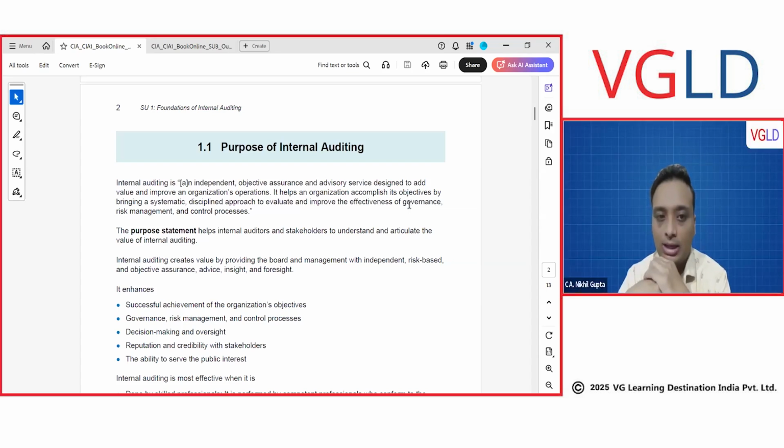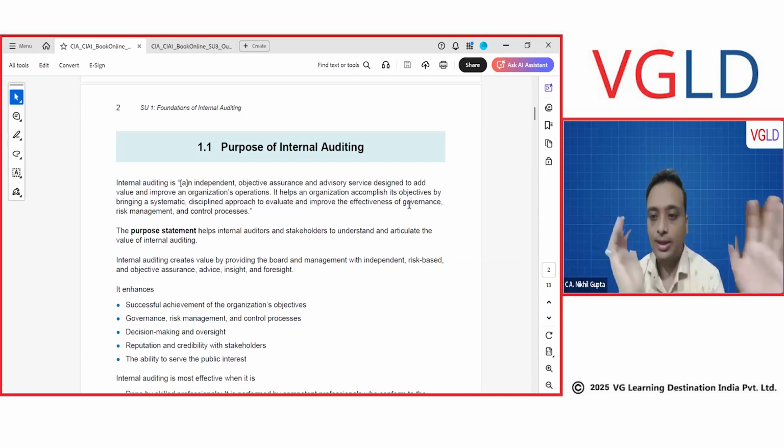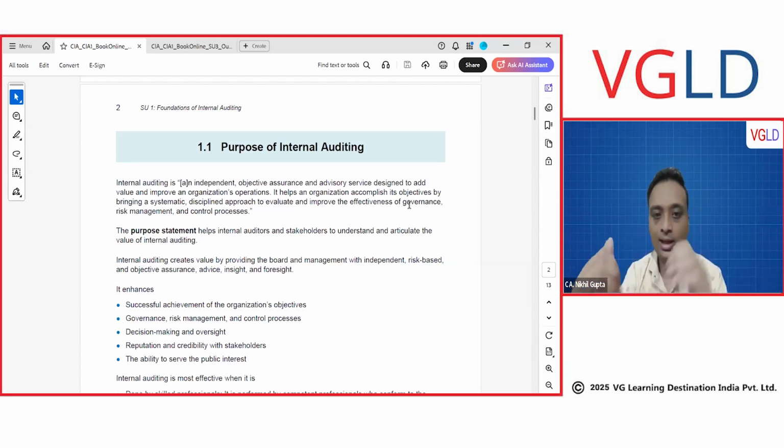Right. So here, what we are doing as an internal auditor, we have to assess the risk in the entire process, be it P2P, O2C, HR, or any other process. And then there will be controls in place to mitigate the risk, based on risk management practice. And we have to evaluate the control processes as well. This is about internal audit.